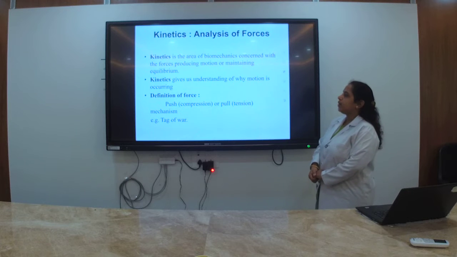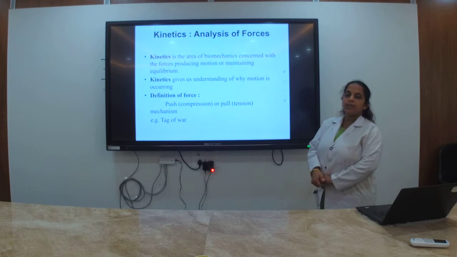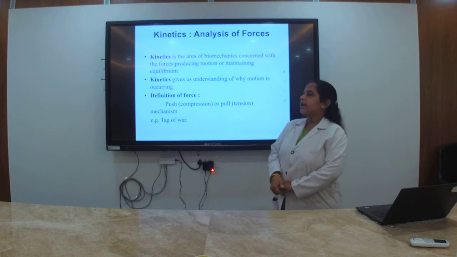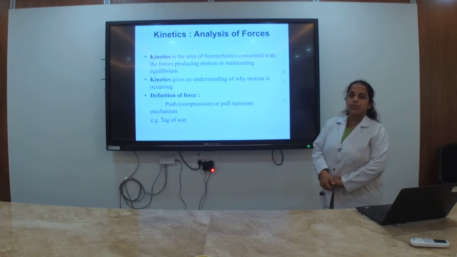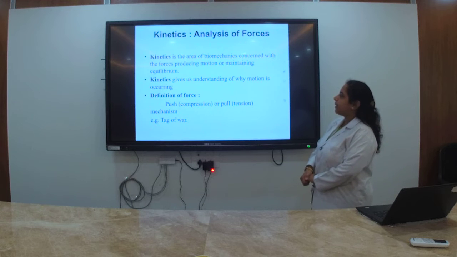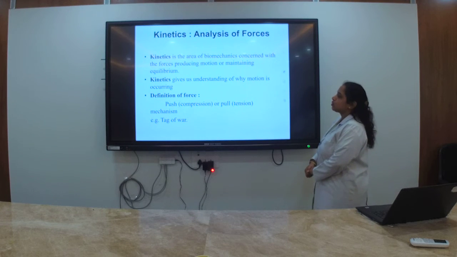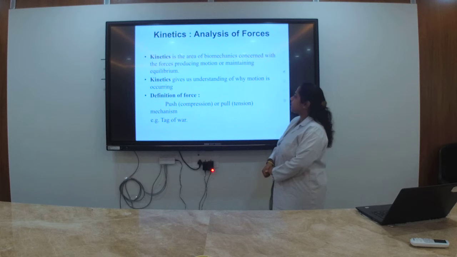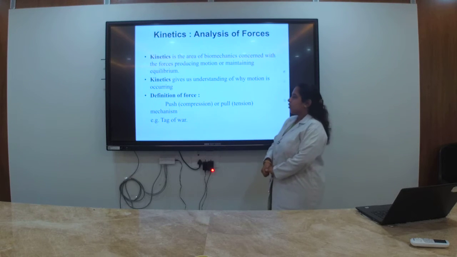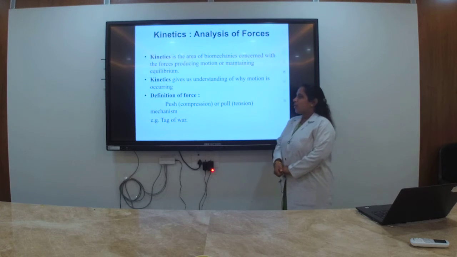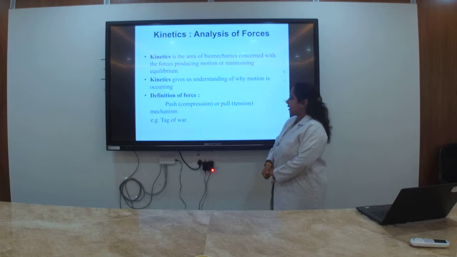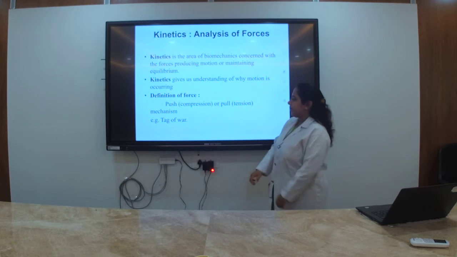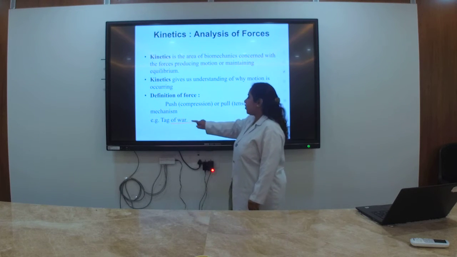Now going ahead to the kinetics. We have learned about the definition of kinetics. Kinetics is the study of motion with regard to forces producing motion or maintaining equilibrium. So the kinetics gives us understanding of why motion is occurring. The concept of kinetics is well described by the push and pull mechanism of tug of war.